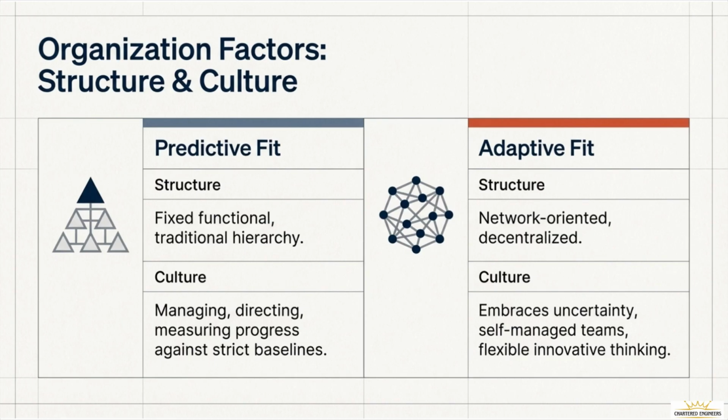As a project manager, you must be honest about where your organization sits. If you try to implement a purely adaptive approach in a rigid command and control culture without any tailoring, you will likely spend more time fighting the system than building the product. Understanding this cultural DNA is essential for choosing a path that leads to success rather than friction. Next, we look at the logistics of the teams themselves.